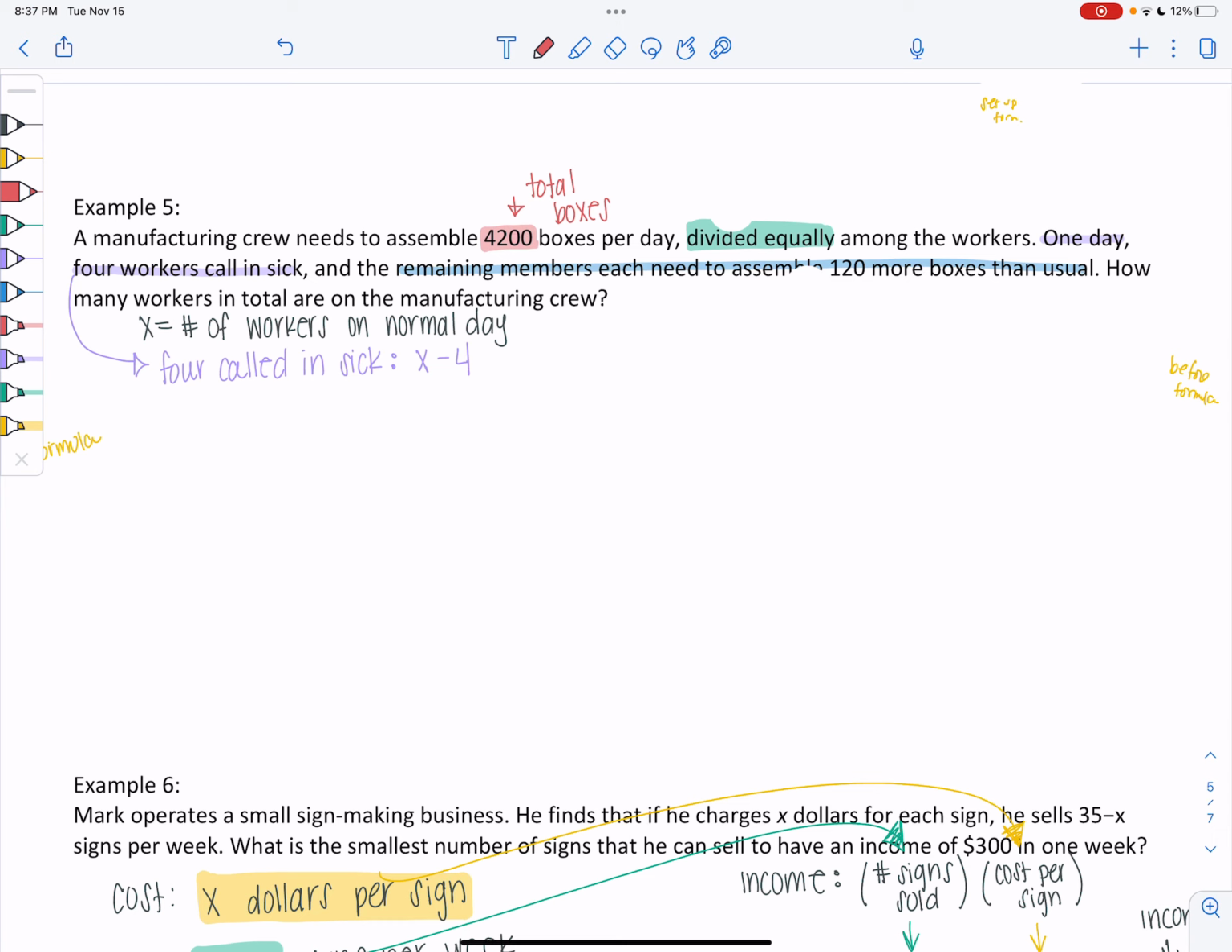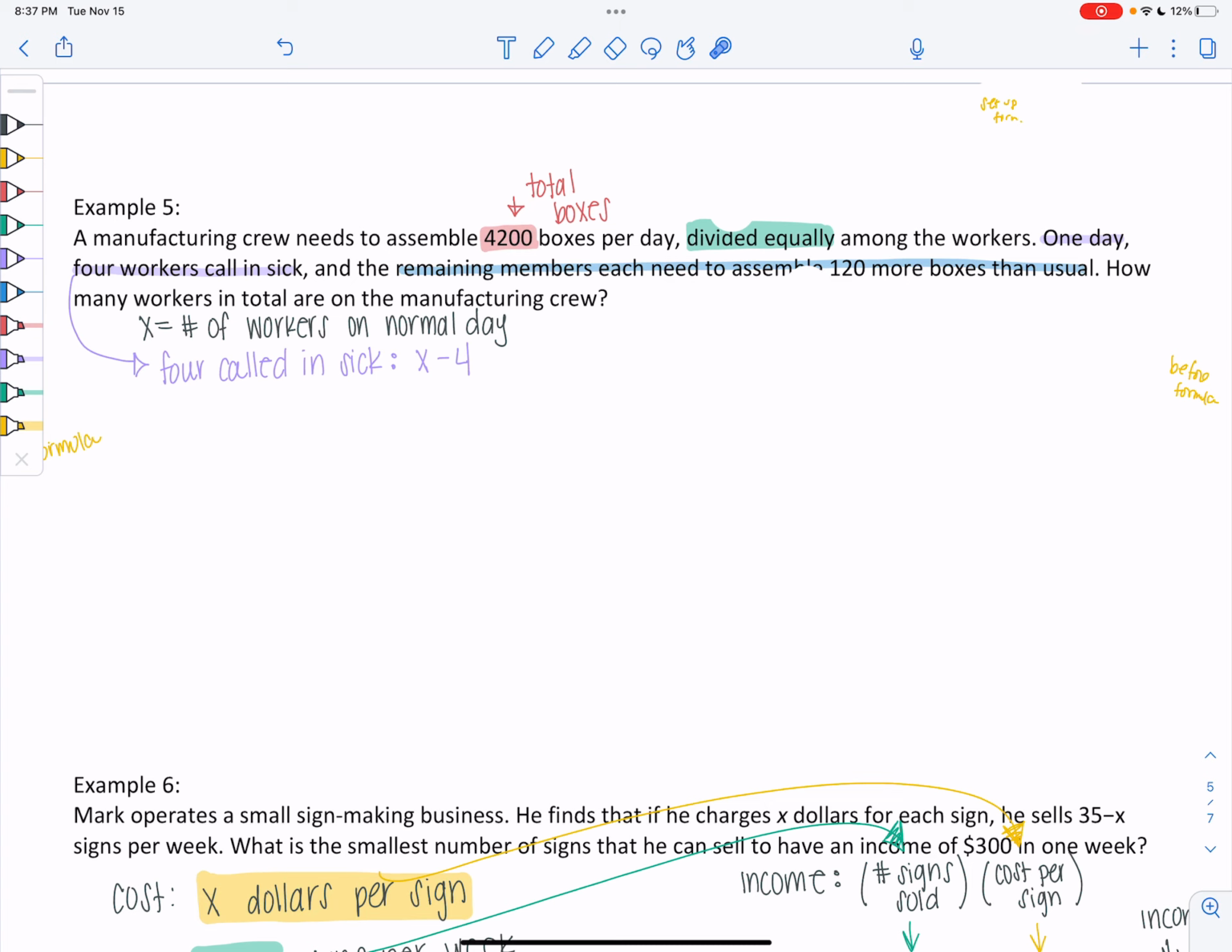So I just went through and I wrote down a couple of things that we knew. We know that there's a total of 4,200 boxes that need to get assembled, regardless of how many people are there. We know that it's going to be divided evenly among the people who are there. And then 4 workers called in sick. And so if I say that X is the number of workers on a quote-unquote normal day, then if 4 workers call in sick, I have X minus 4 workers that day. And then the remaining crew members need to assemble 120 more boxes than usual.